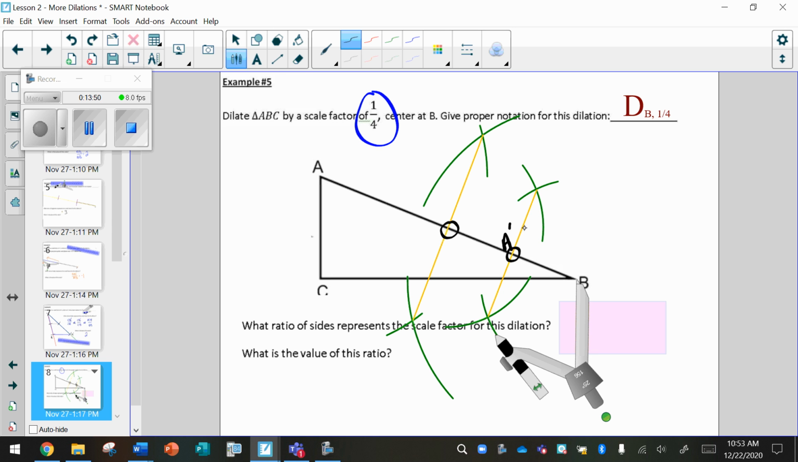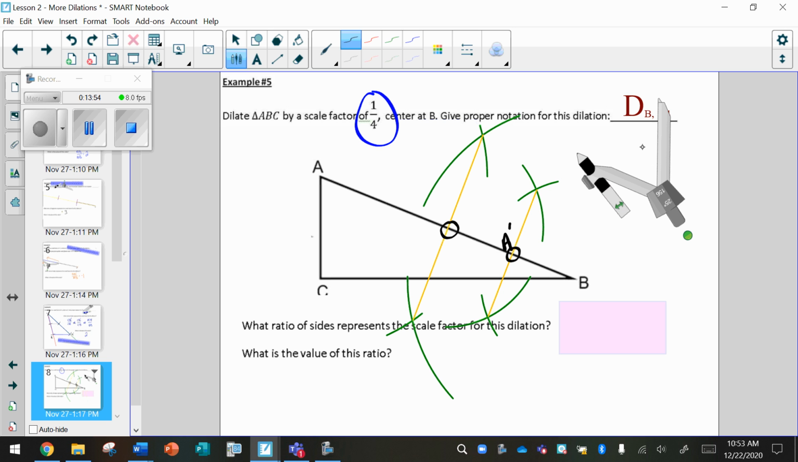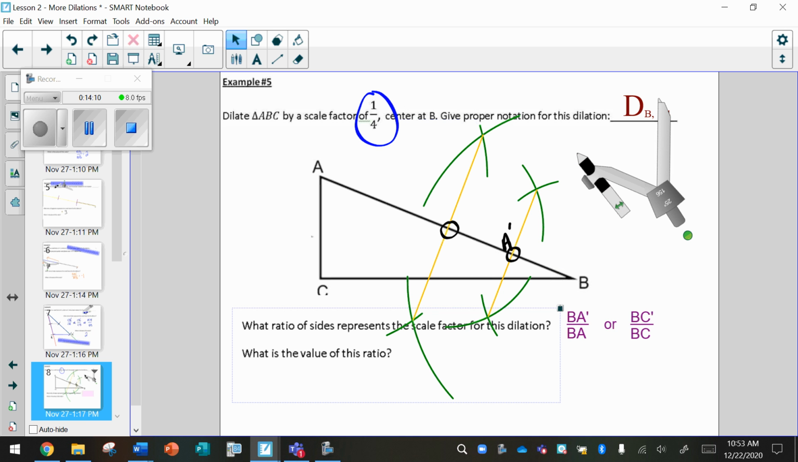So I have the distance from A prime to B is 1/4 of the original distance from A to B. The ratio, a bunch of different ratios we could use. A prime to B over AB, B prime to C, once I find C prime, to BC. The value of this ratio is going to be 1/4 because that is the same as our scale factor.